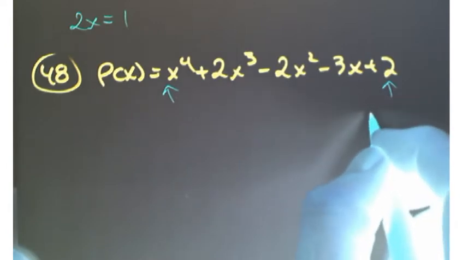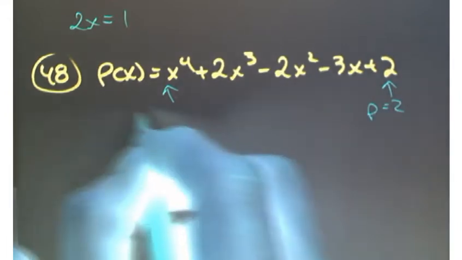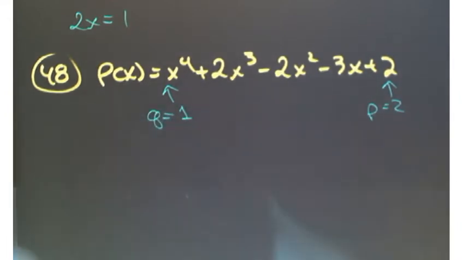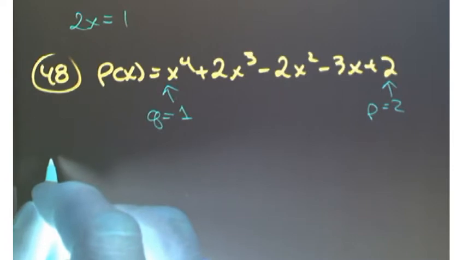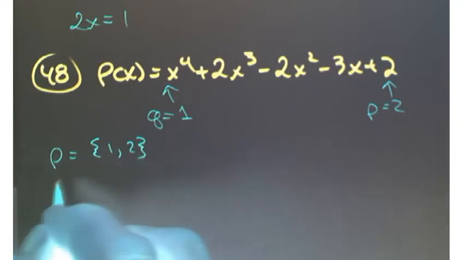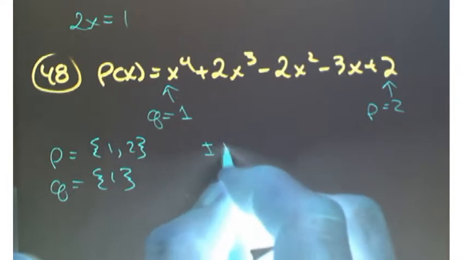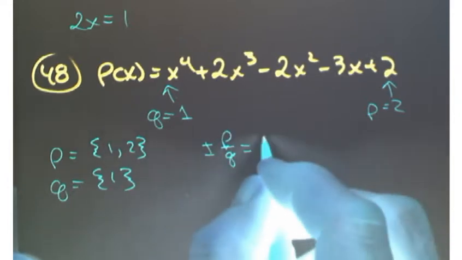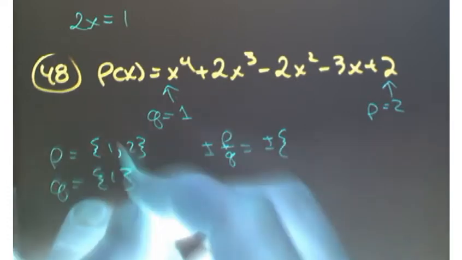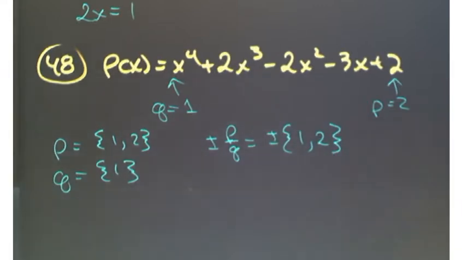What's P equal to? Good. P is 2. What's Q equal to? 1. So P is really going to be 2 or the factors of 2, and Q is going to be 1 or the factors of 1. P is this set, 1 and 2. And Q is this set of 1. So our list of candidates, plus or minus P over Q, is pretty small. It's 1 over 1 or 2 over 1. Really not a whole lot of choice there if you're going to have a rational root.